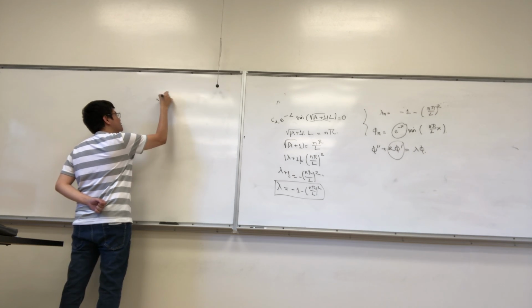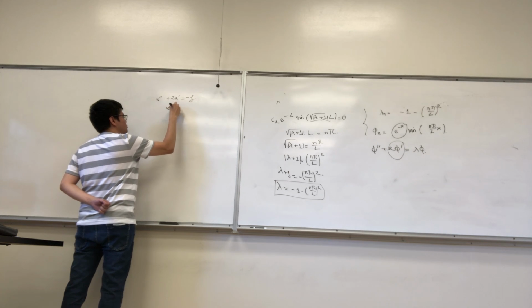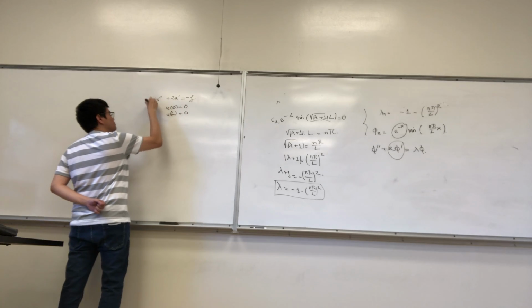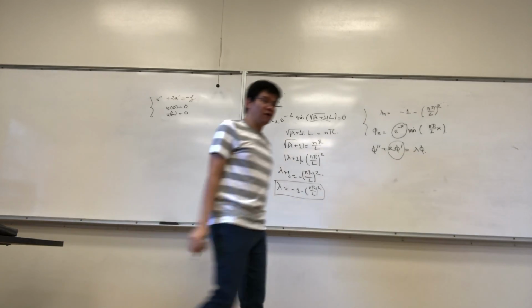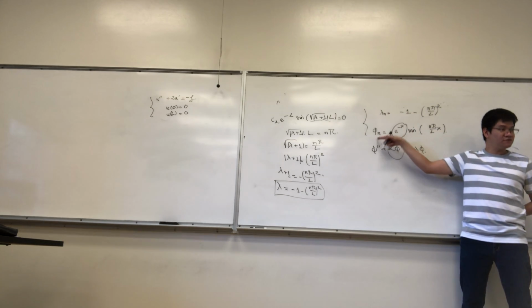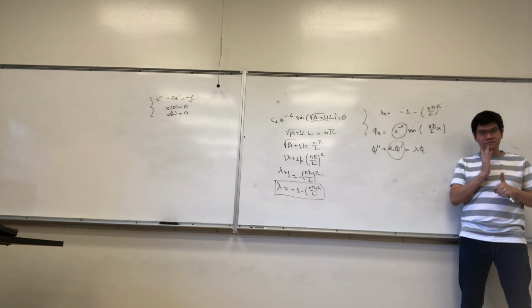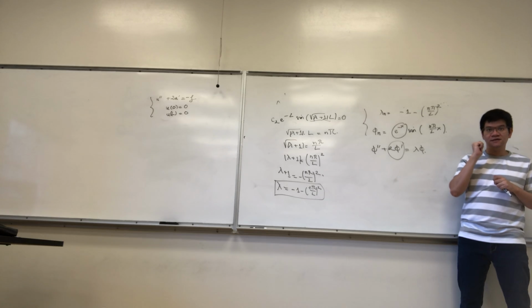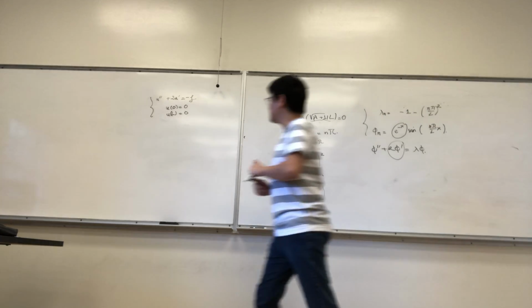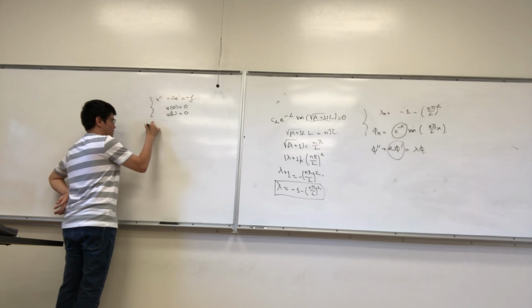So we have u second plus 2u prime is minus f, prime u zero is zero, and u L is also zero. You have a series of eigenvalues and a series of eigenfunctions. What should I do now? Yes, we must expand. So we're going to expand.